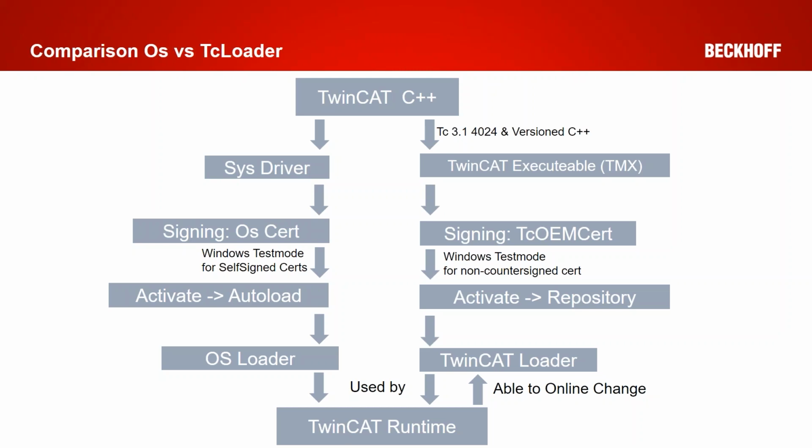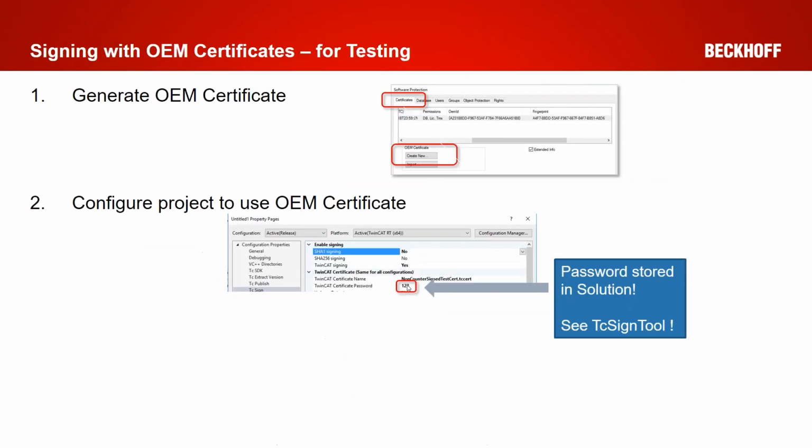And if you do not have a countersign certificate, so if you only have created it locally on your disk, then again you need the Windows test mode for putting your TMX module to the run mode. This is done by the TwinCAT loader, and the TwinCAT loader is adding the capabilities for applying this online change capabilities, so to reload actually the code.